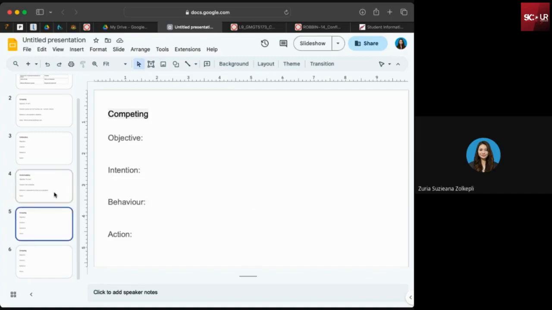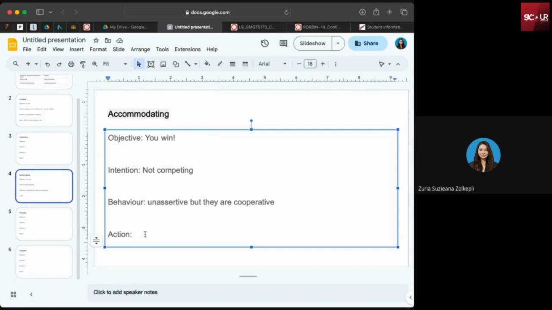So the action here, if you are in the accommodating style, as sad as it sounds, it can be like you do a lot of sacrifice. Okay, you sacrifice. How to spell? Self-sacrifice, right? And then you become more obedient.